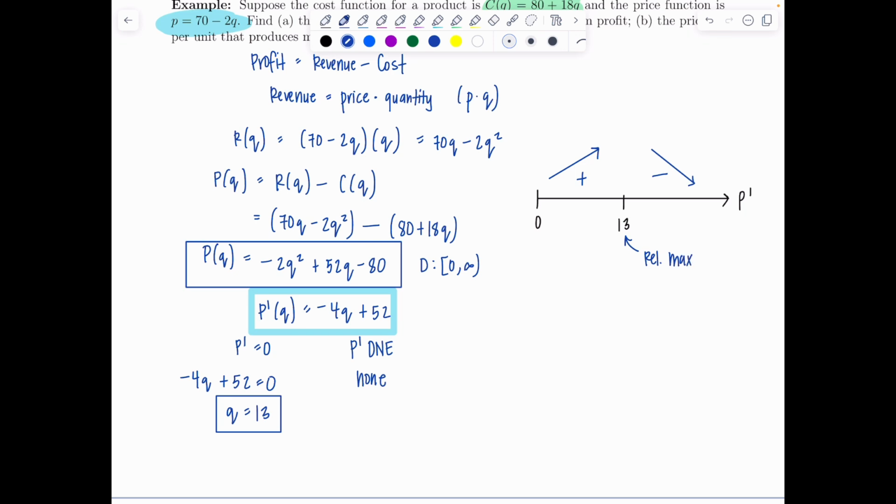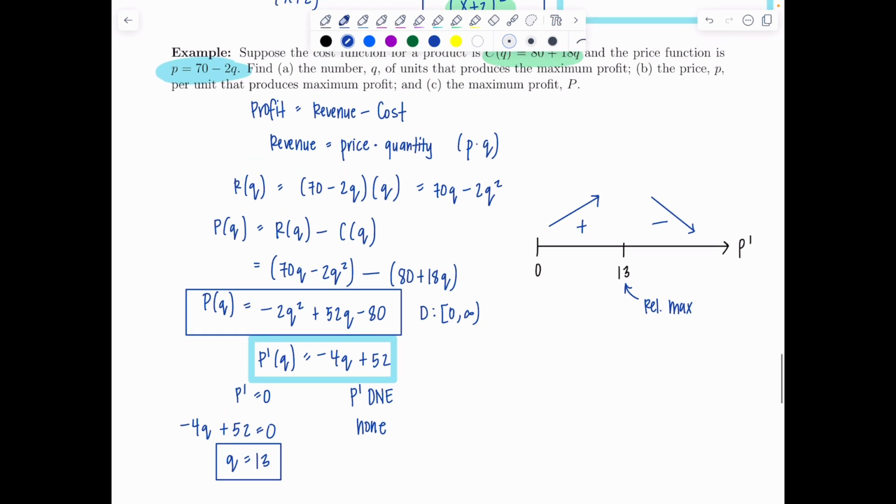So let's go answer all the parts A through C. So A, find the number Q of units that produces maximum profit. Okay, so Q equals 13 units. That indeed gave us the max. B, find the price per unit. Where's my price function? It's right here. Lowercase p is 70 minus 2Q.